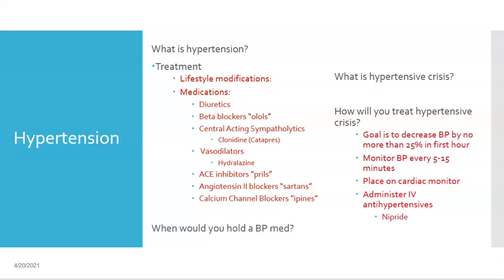With hypertensive crisis, that's where they're in that severe hypertension. They're going to have that pounding headache and that kind of thing. So your goal for hypertensive crisis is to decrease the blood pressure by no more than 25% in the first hour. And they're going to monitor their blood pressure more frequently. And then you're going to place your patient on a cardiac monitor because we want to know what's going on there.